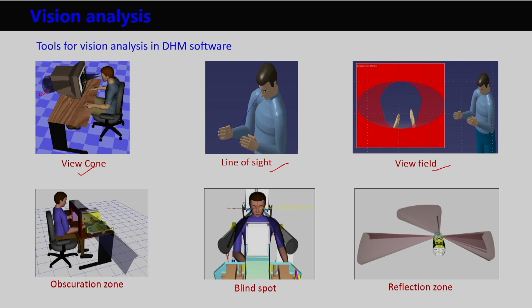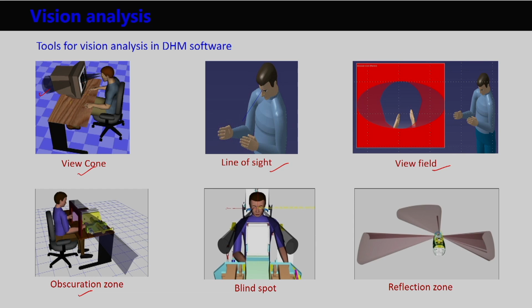Similarly, there is field of view, while the mannequin is looking at a particular direction or particular position, how much area of the external environment is visible through his eyes, that comes in a separate window, which is referred to as the view field or eye view window. Then, due to the presence of any object or any component, how much area is not visible to the driver or to the mannequin, that can also be evaluated using the obscuration zone analysis tool.